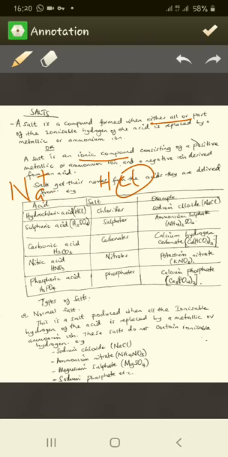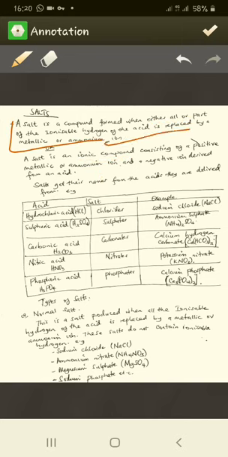However, I encourage you to always use this definition, this first one. It is the best. Define a salt as a compound formed when part or all of the ionizable hydrogen ion of the acid is replaced by a metallic or ammonium ion.